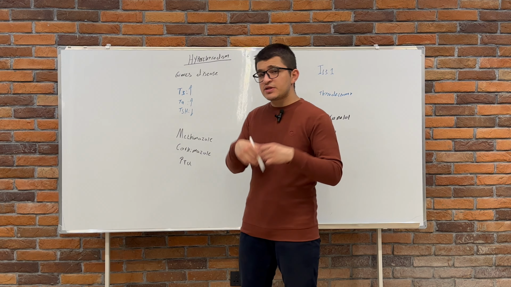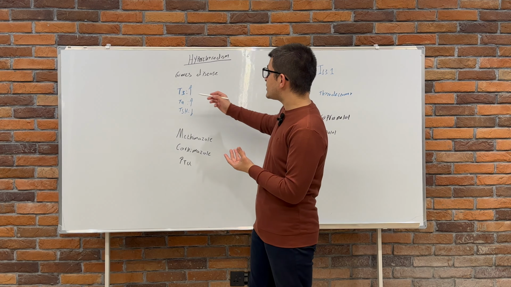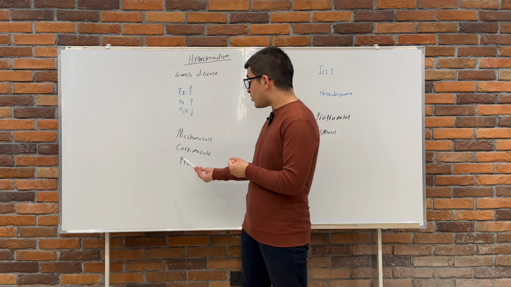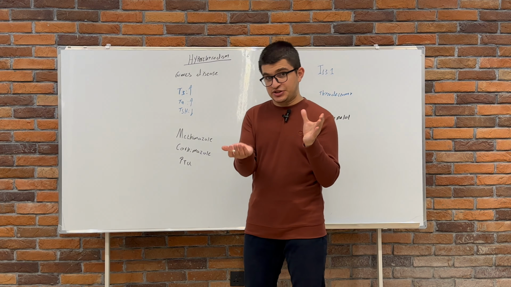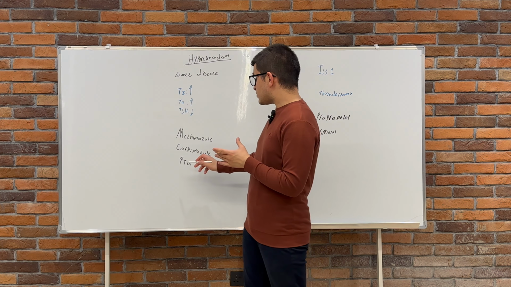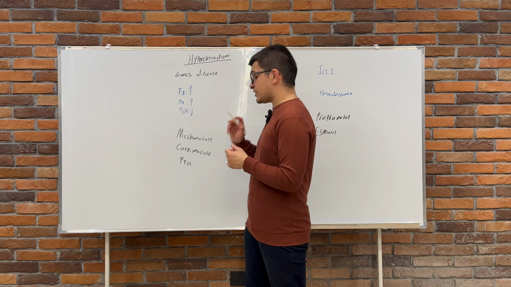So basically, they are inhibiting thyroid peroxidase, meaning that they are inhibiting the production of T3 and T4. But propylthiouracil is also inhibiting the conversion of T4 into T3. So when are we using propylthiouracil? When are we using methimazole?